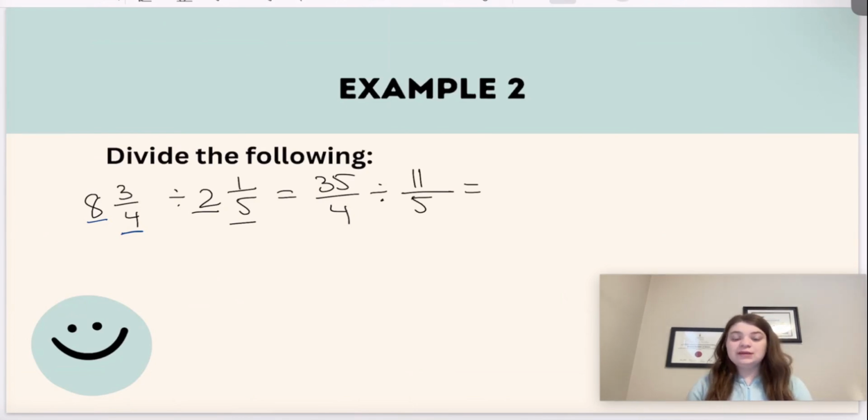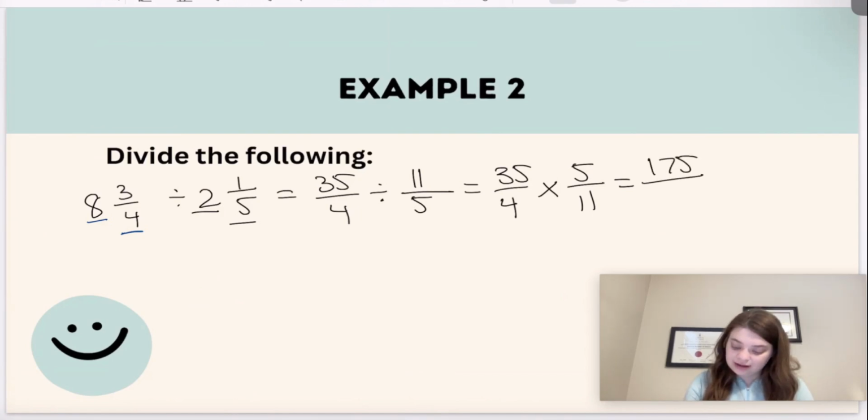Now I'm going to keep, switch, flip, so I'm going to keep 35 over 4 the same. I'm going to switch the division sign to multiplication, and I'm going to flip 11 over 5 to get 5 over 11. Now 35 times 5, well, let's see, 30 times 5 would be 150. 5 times 5 is 25, so that should be 175. And 4 times 11 is 44, and so I'm going to get 44 for that one.